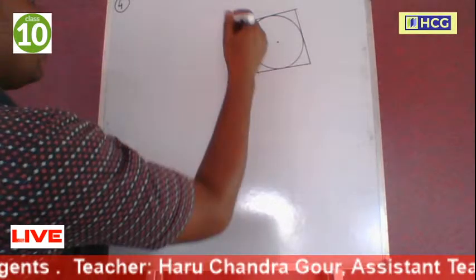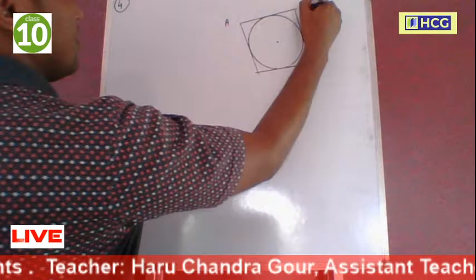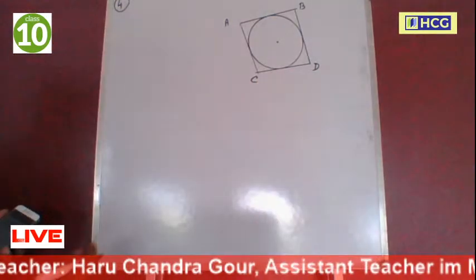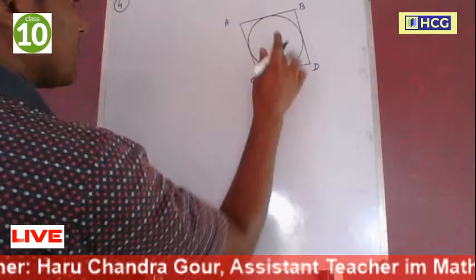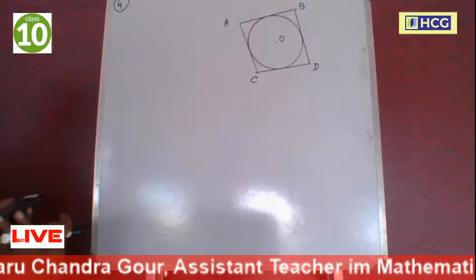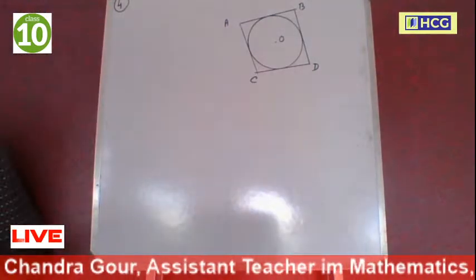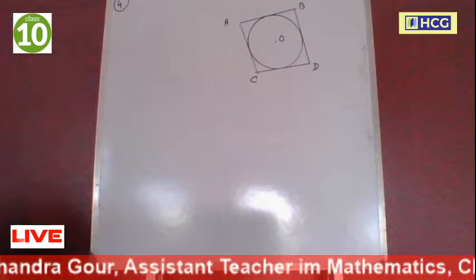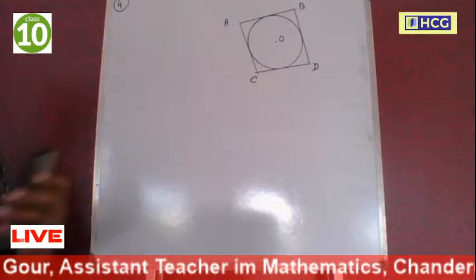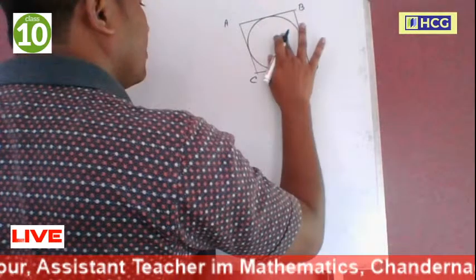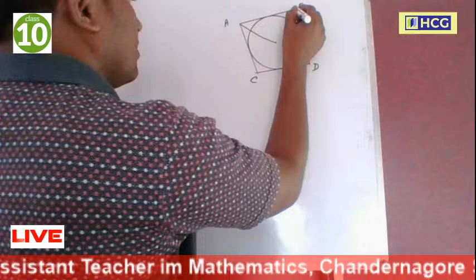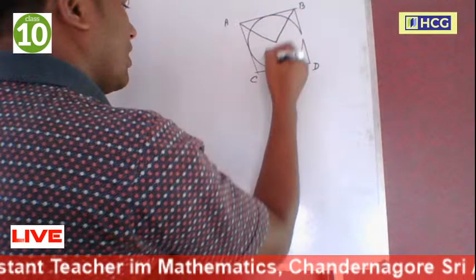ABCD is a quadrilateral circumscribed about a circle. This is the center O. We are required to prove that any two opposite sides at the center are supplementary. Now AOB and COD.